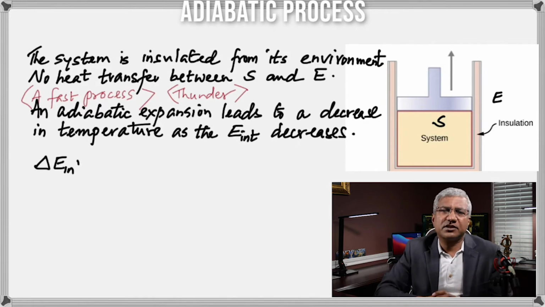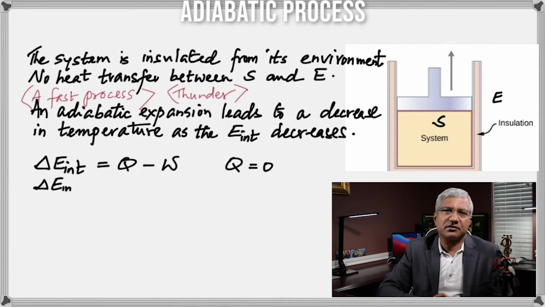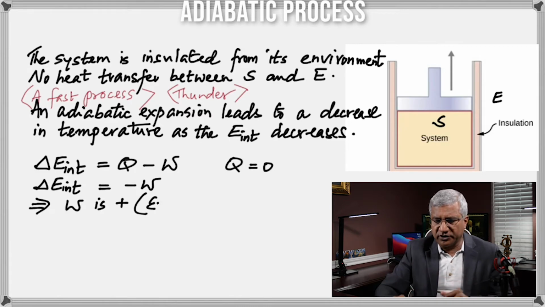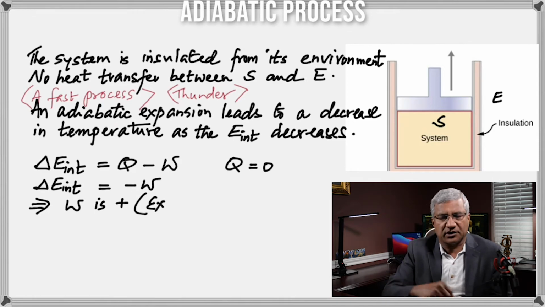Now, applying the first law of thermodynamics, which is delta E internal is equal to Q minus work, and because Q is equal to 0, that is, no heat exchange is possible, the change in internal energy is equal to the negative of the work. Again, this shows that if work is positive, that is, the gas expands, the change in internal energy is negative. It loses its internal energy. So that's what it means.